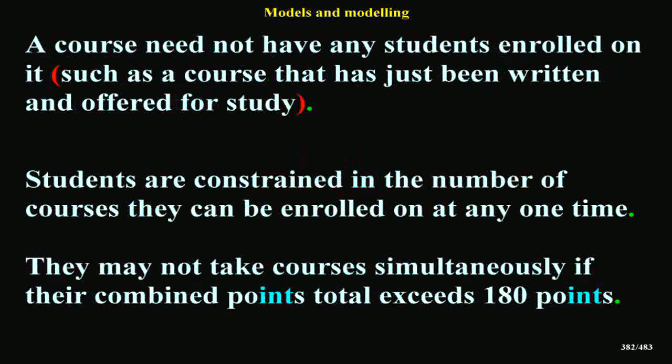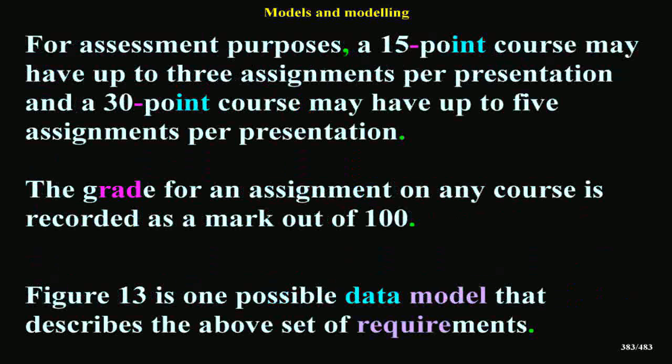Students are constrained in the number of courses they can be enrolled on at any one time. They may not take courses simultaneously if their combined points total exceeds 180 points. For assessment purposes, a 15-point course may have up to 3 assignments per presentation and a 30-point course may have up to 5 assignments per presentation. The grade for an assignment on any course is recorded as a mark out of 100.